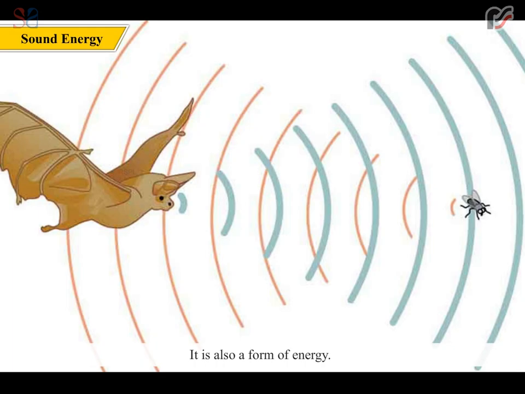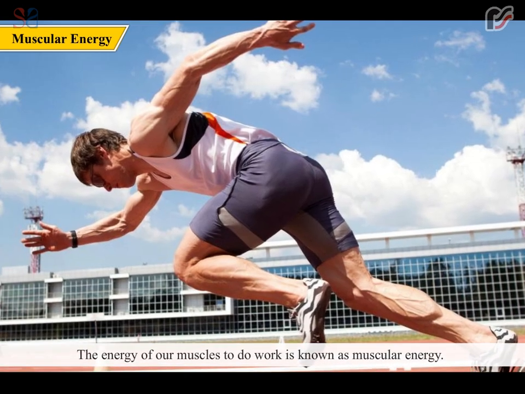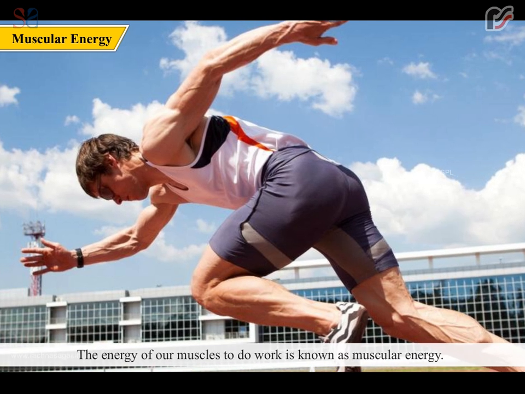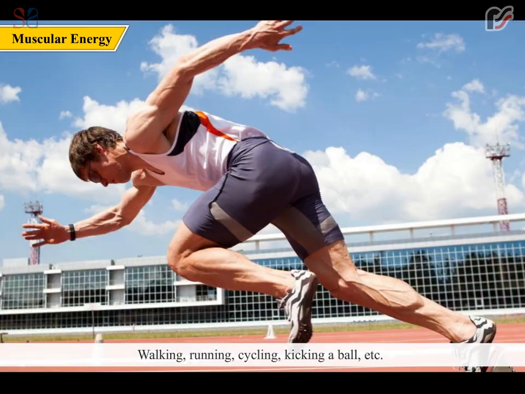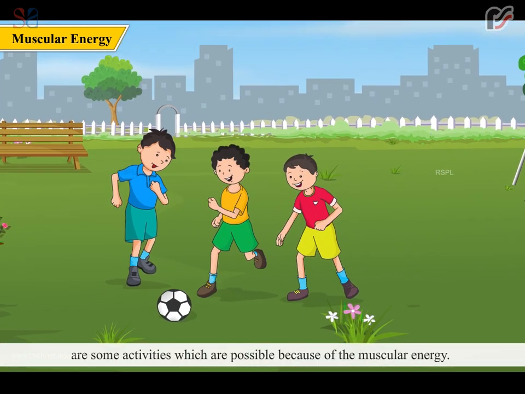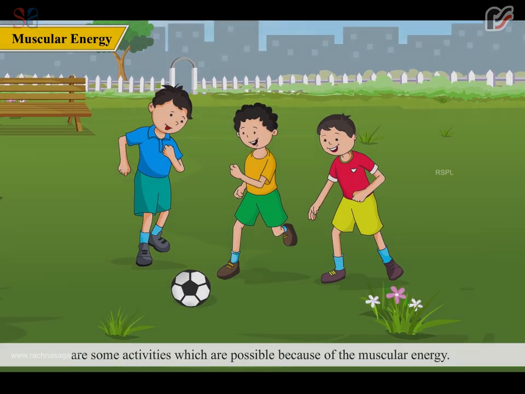Sound energy. It is also a form of energy. Musical instruments, stereo systems, horns of vehicles, televisions, radio, firecrackers, etc. are some sources of sound. Muscular energy. The energy of our muscles to do work is known as muscular energy. Walking, running, cycling, kicking a ball, etc. are some activities which are possible because of the muscular energy.